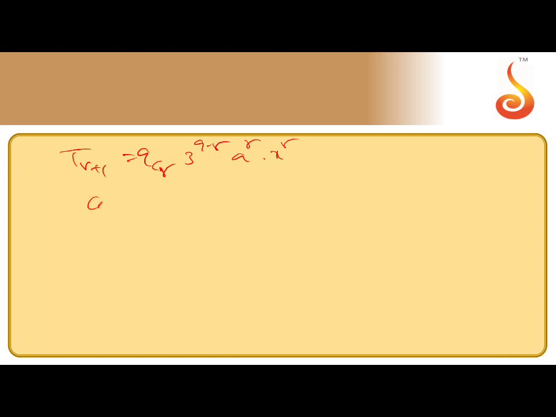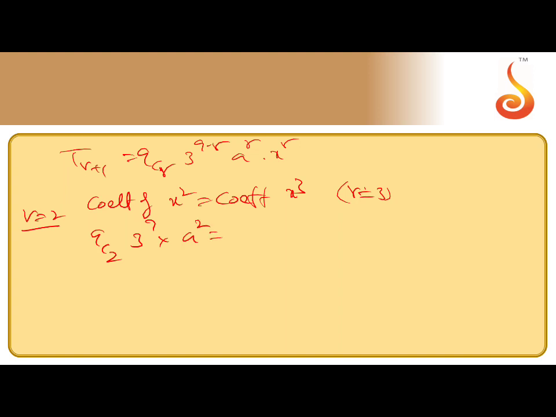So what is given? Coefficient of x square equal to coefficient of x cube. Coefficient of x square means r equal to 2, substitute. Coefficient of x cube means r equal to 3, substitute. If you take r equal to 2, 9C2, 3 power 9 minus 2 is 7, into a power 2. Right side, coefficient of x cube means 9C3 into 3 power 6 into a power 3. So now you can simplify.